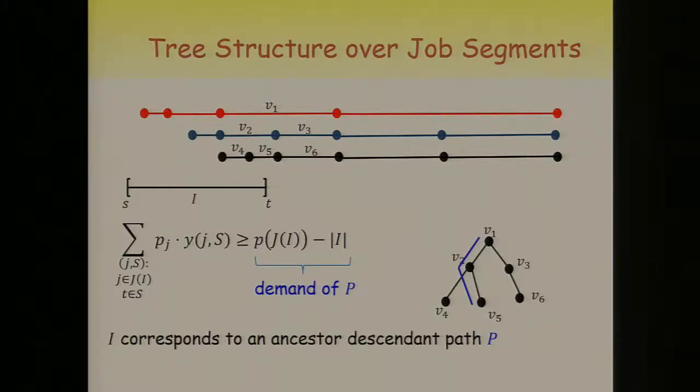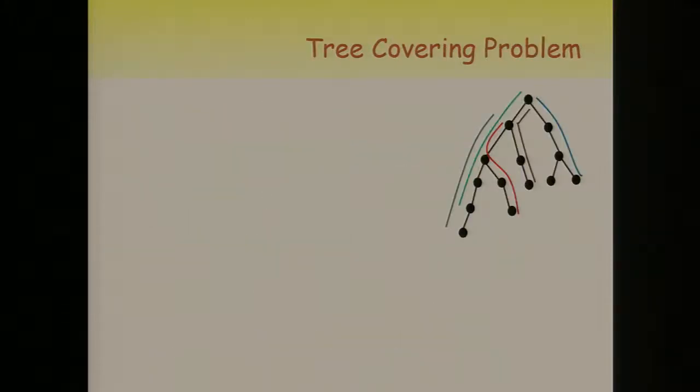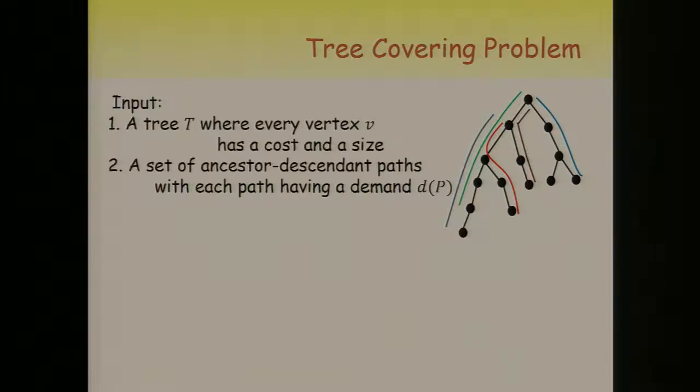So what you want to do is pick some of these vertices in this tree, such that if you look at any path in this tree, and look at the total set of vertices that you pick in this path P, their total p_j value must be at least some quantity on the right hand side. So let me define this tree covering problem. Again, to just repeat that, you are given a tree T where each vertex v has a cost and a size. Think of the cost of a vertex v as its weight, and size as the p_j value of that vertex. And you are given a set of paths in this tree.